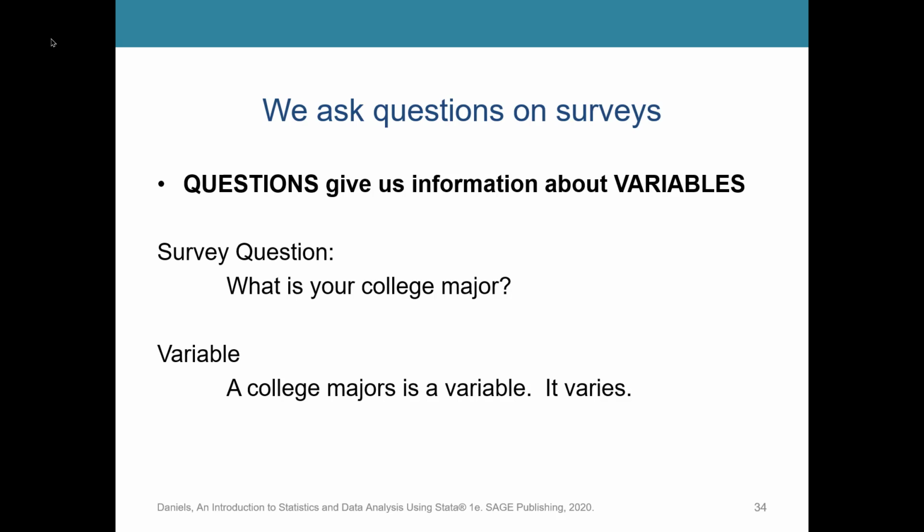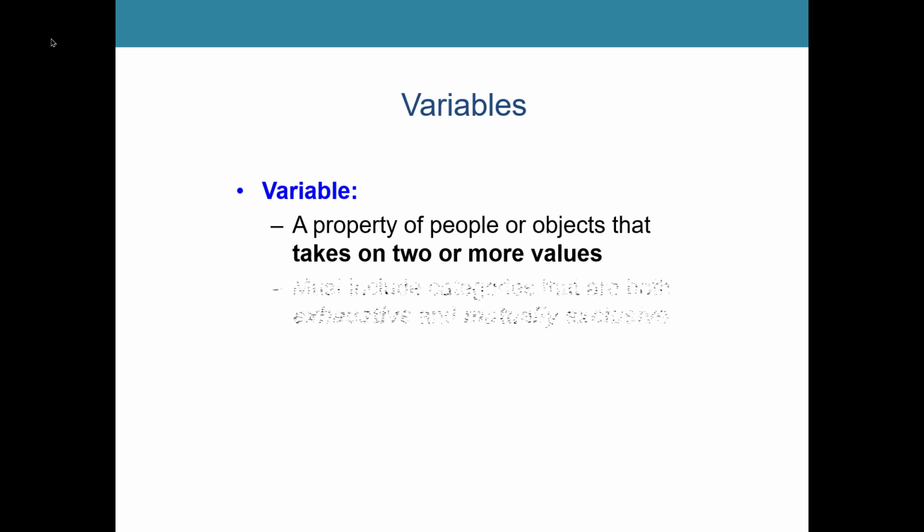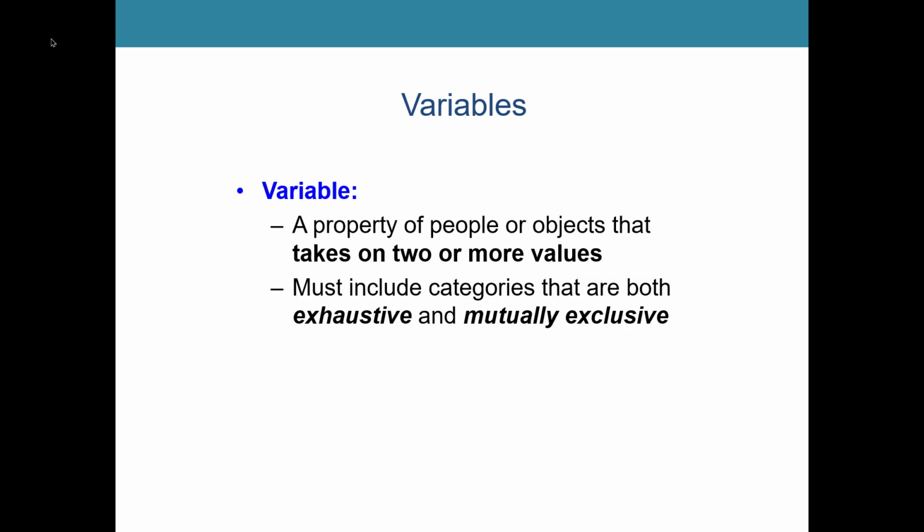It varies. I'm a sociology major. Person over here is a psychology major. Somebody over there is an economics major. Look, 3 different possibilities. The thing varies. It's a variable. Here's our definition of a variable. A variable is a property of people or objects that takes on 2 or more values.